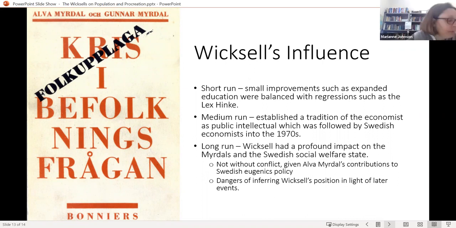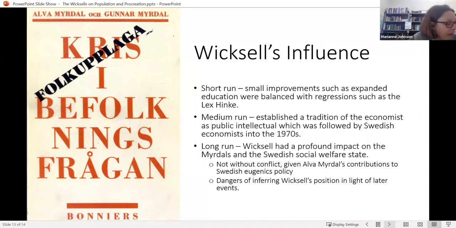Over the long run, Wicksell was one of the first to place population at the center of the Swedish social debates and pushed for the reforms that would underpin the Swedish welfare state. Of the next generation, we have Alva and Gunnar Myrdal, whose Crisis in the Population Question changed the economic path of Sweden for more than half a century.